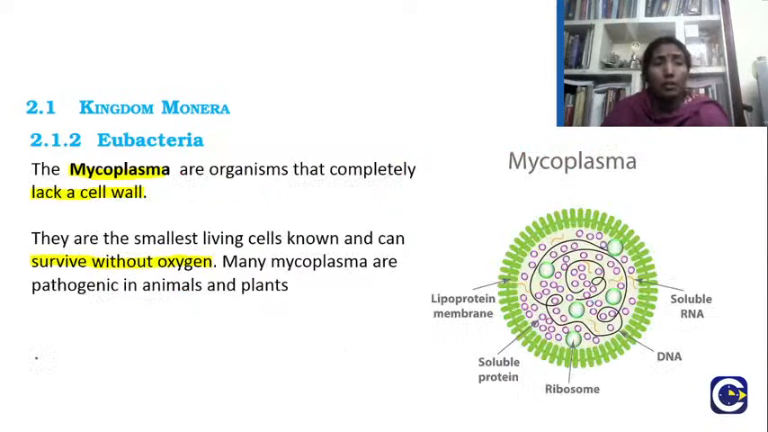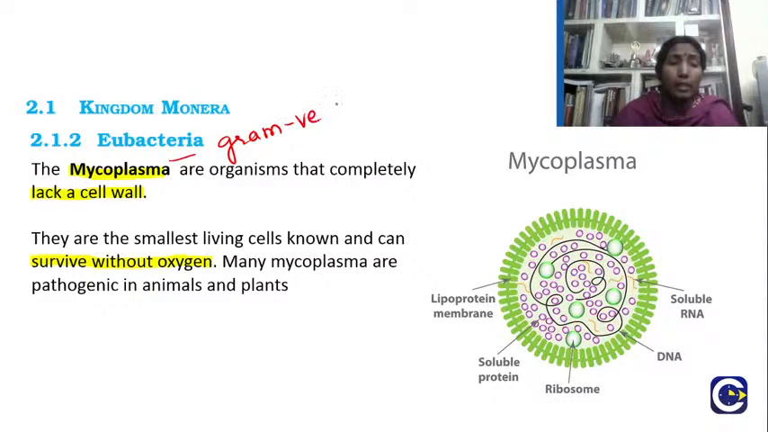Okay, so then we have what is called the mycoplasma. The mycoplasma are the organisms that completely lack a cell wall. We would have heard about the mycoplasma, right? They are the smallest living cells. The mycoplasma are gram negative, but they get stained better with Giemsa stain, where they are clearly visible. So they are organisms that completely lack a cell wall. So they are the smallest living cells.